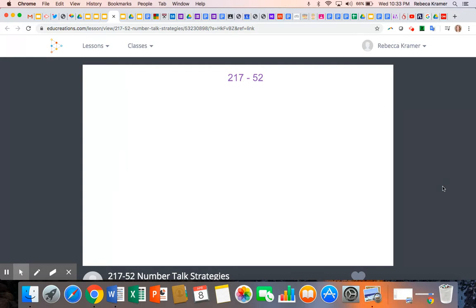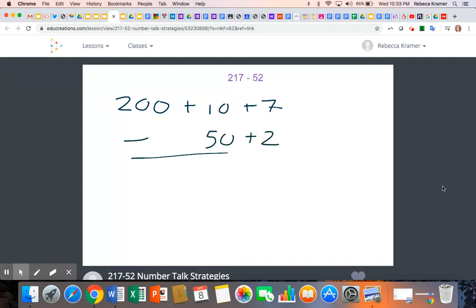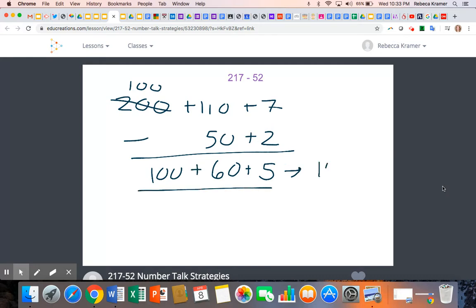I could attempt to solve this by decomposing the numbers. 217 is the same as 200 plus 10 plus 7. This is expanded form. And I'm going to be subtracting 50 plus 2. I come across a similar problem here because 7 minus 2 is 5, but now I have a 10 minus 50. All I have to do is take 100 out of here and put that 100 over here. 110 minus 50 is 60, and I'm left with 100 here. If I turn this expanded form into standard form, again, I get the difference, 165.